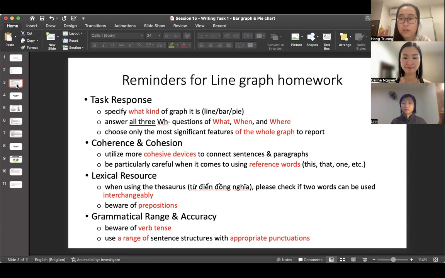Now, Tiling, do you remember the band descriptor that I talked about this time last week? What does the IELTS test expect out of candidates?